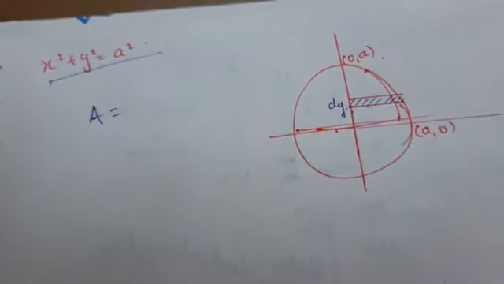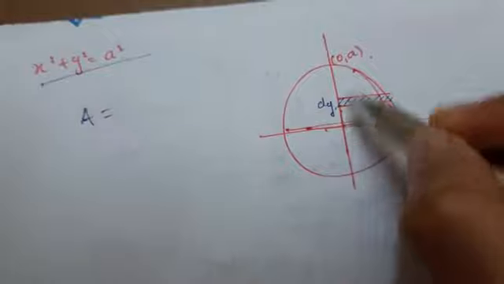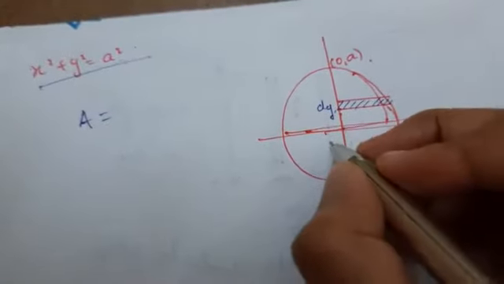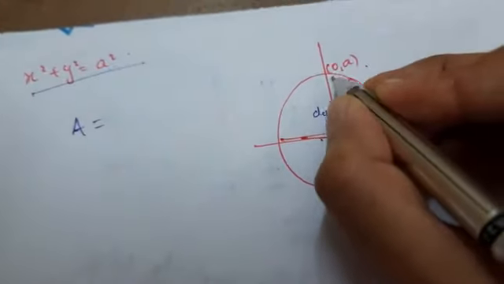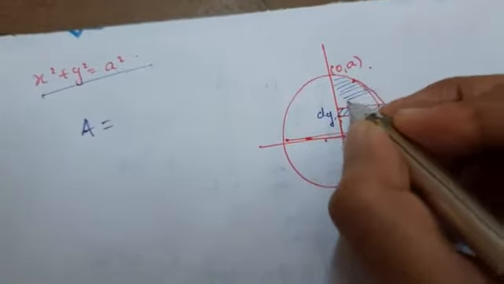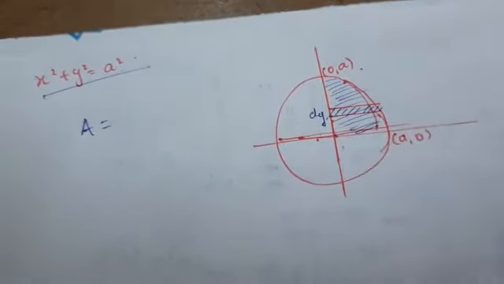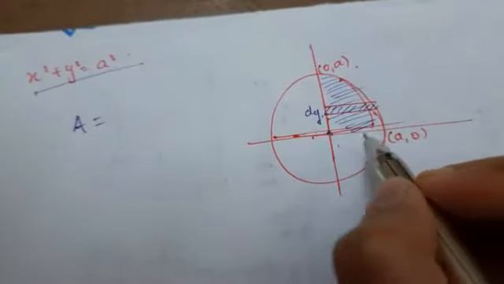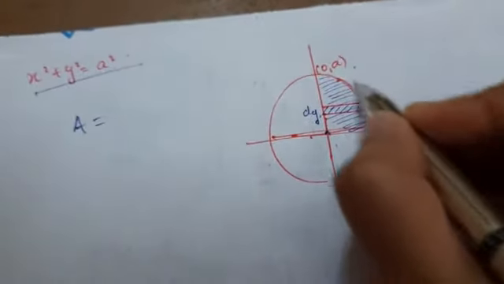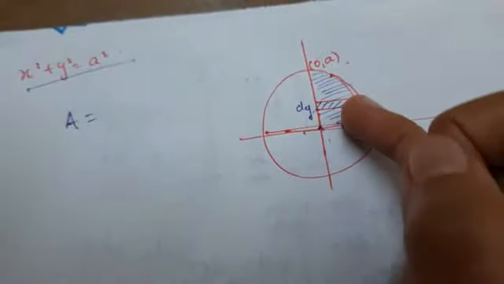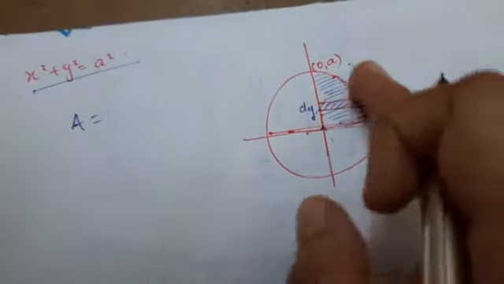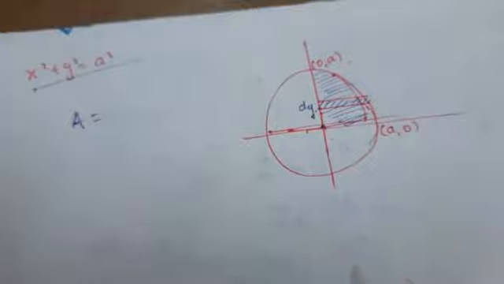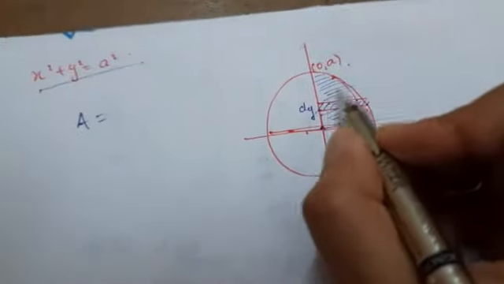A is equal to... So this strip, since I have considered it is dy, from where to where our y variable is varying. Finding the area of this one, since it is a circle, which is symmetric about the x-axis, y-axis, as well as with respect to the origin also. If I find the area of this region and multiply that area by 4, then we are going to get the complete area of this circle. So I am considering this region.